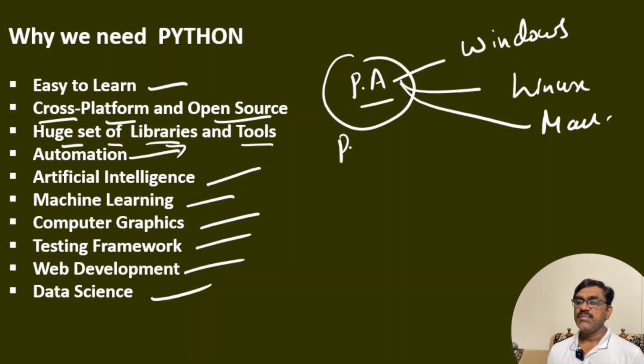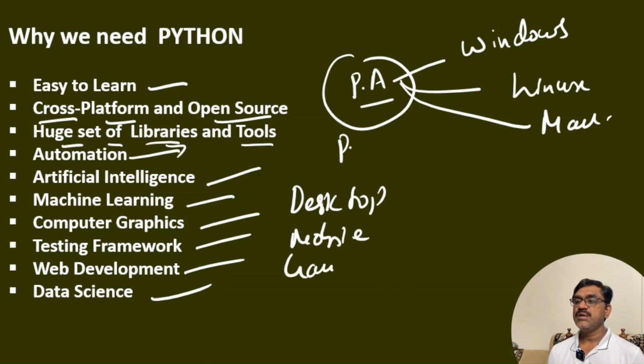Not only this, by using Python, you can create desktop applications, mobile applications, and also gaming applications. By using the Python framework Django, you can do web development. You can develop web applications very fast by using the Python framework Django. Not only this, we can create any kind of general applications by using Python programming.